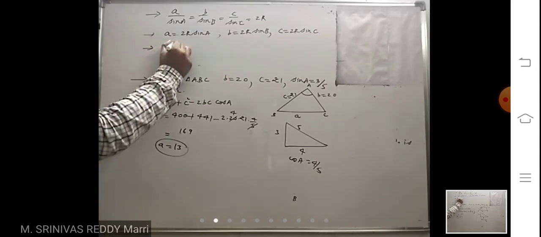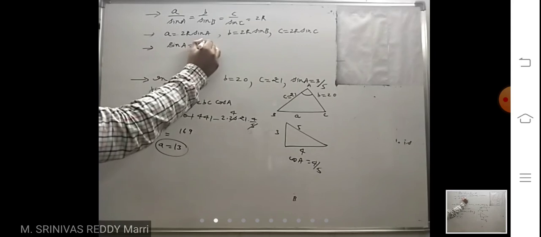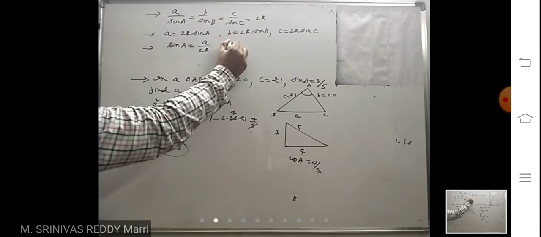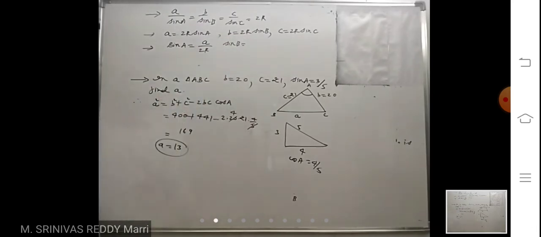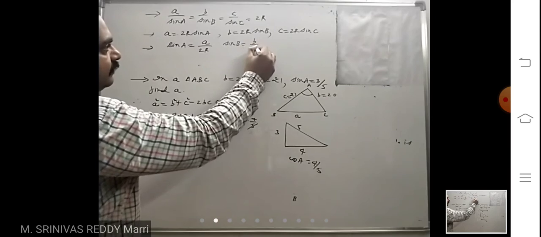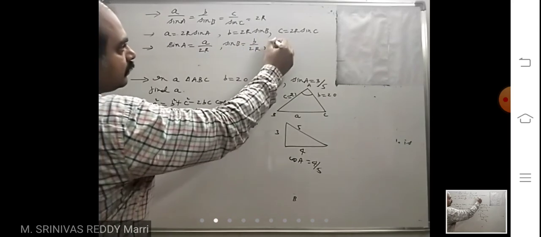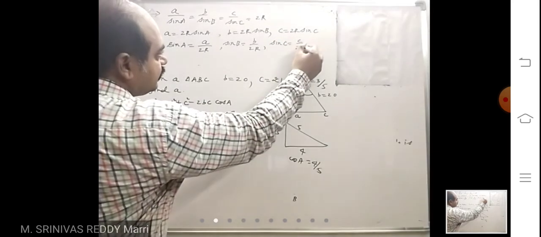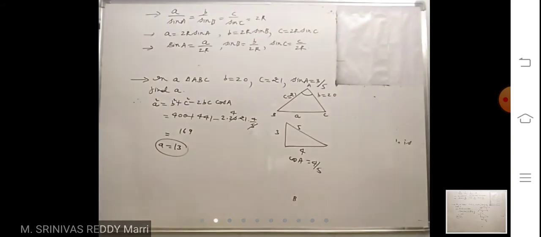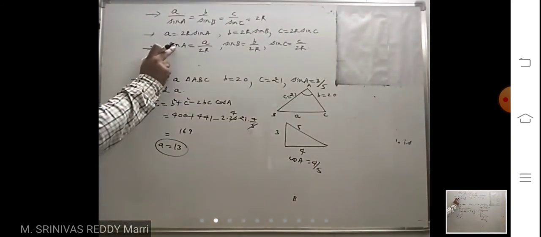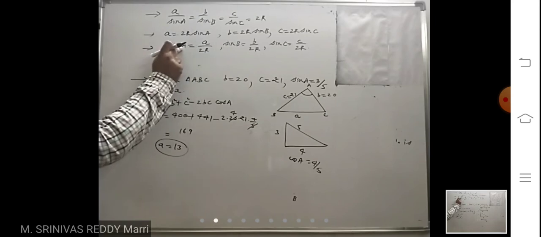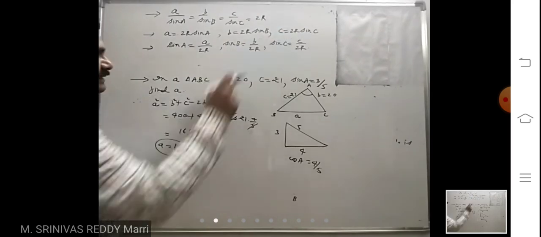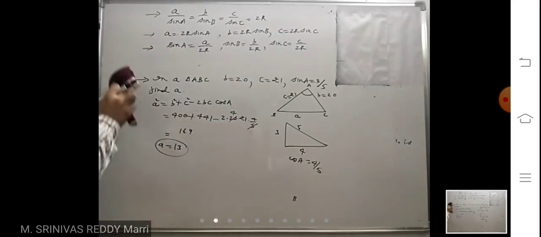Similarly, suppose the angle is there. Sin A is nothing but a divided by 2R. Sin B is nothing but b divided by 2R. Sin C is nothing but c divided by 2R. Suppose you want to convert angle into side: sin A is there, right? a by 2R. Sin B is there, right? b by 2R. Sin C is there, right? c by 2R.